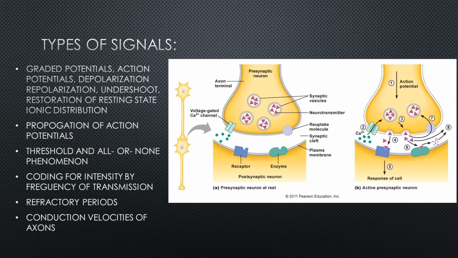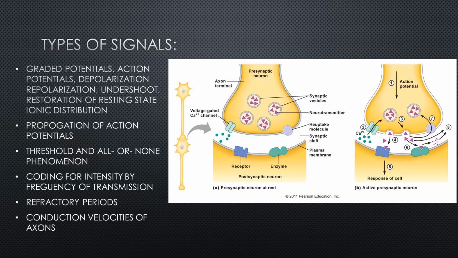The generation of an action potential can be in a resting state, which is when the voltage-gated channels are closed, or depolarized, which is when the sodium gates are open. The threshold for that is negative 55 millivolts, that's when an action potential happens. When repolarization happens, there's a decrease in the sodium permeability and an increase in the potassium permeability. And then restoration of resting state ionic distribution happens, which is the sodium-potassium pump.